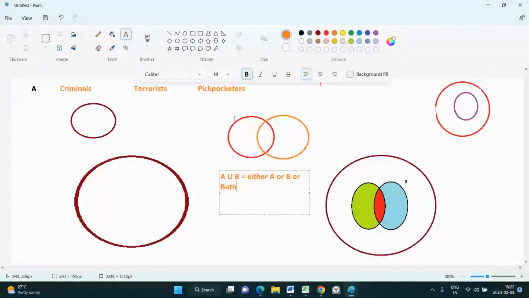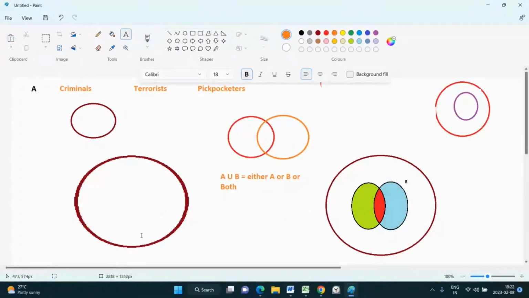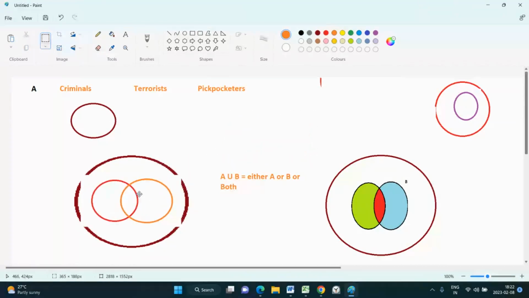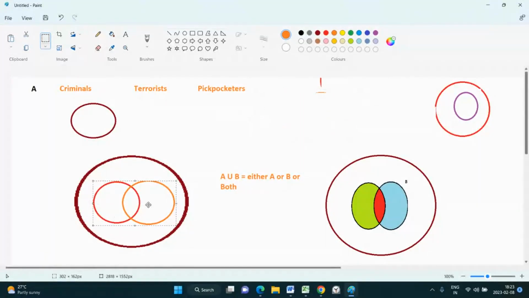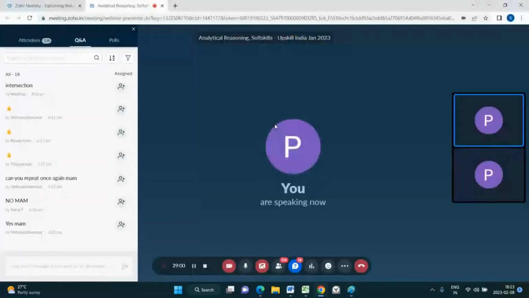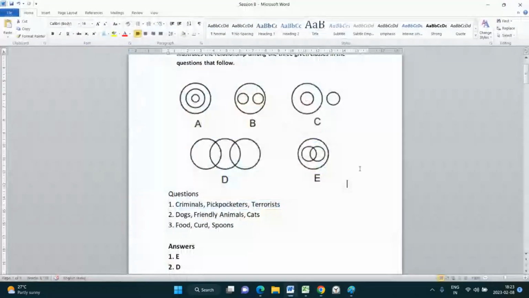Now I have placed this criminal as a bigger umbrella. All are criminals. According to me, all are criminals. Now I also know that pickpocketers, and there is a combination here. I am bringing this inside this. Now I am trying to map this with the option given, which is nothing but E.